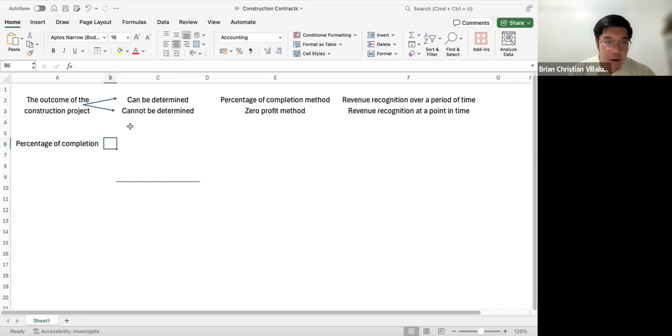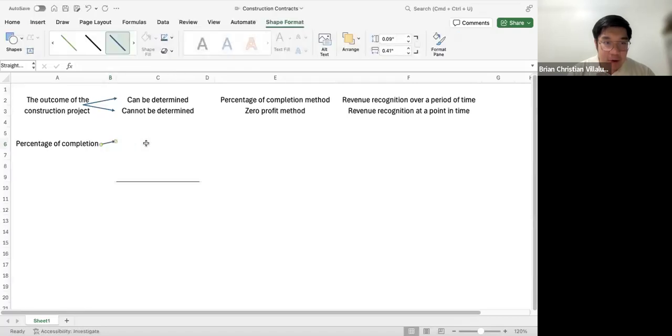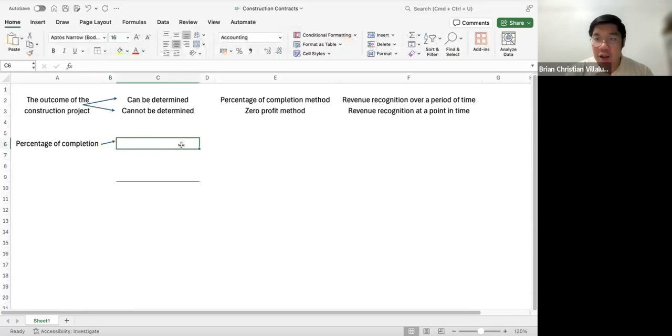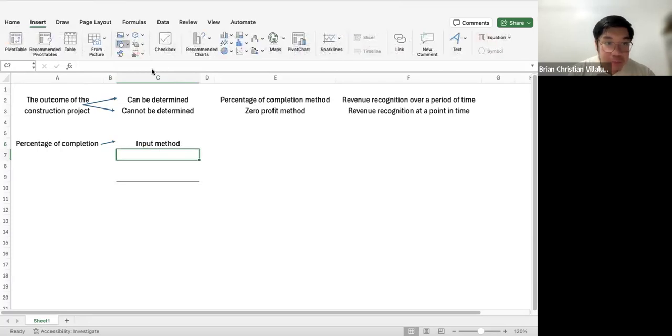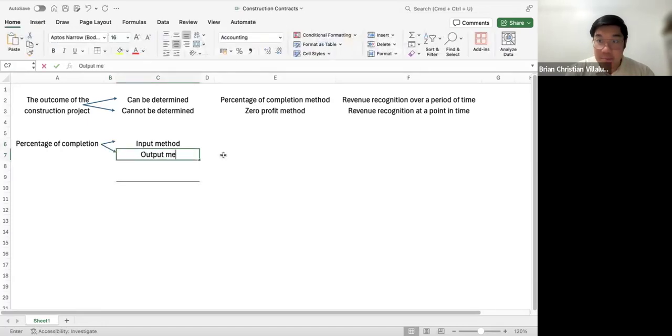Now, ang next question natin dito is how do we determine the percentage of completion? Okay? So paano natin ma-determine ang percentage of completion? So may dalawa tayong methods. Number one, we have what we call the input method. And number two, we have what we call the output method.